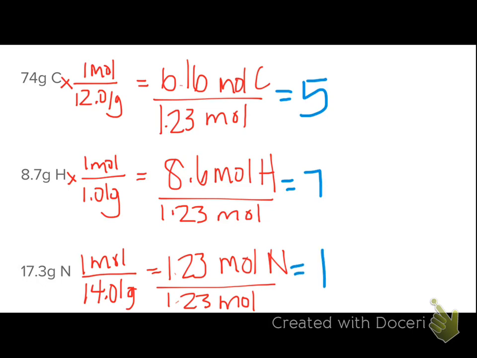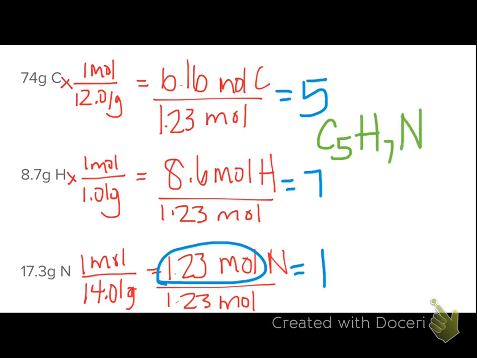Okay, so we should have divided everything by this 1.23. That's our magic low number there. So we divided our carbon by the 1.23, our hydrogen by the 1.23, and then that nitrogen as well. So we get 5 for the carbon, 7 for the hydrogen, and 1 for the nitrogen. So if we're going to write that out, C5, H7, N. If you have no subscript, you just assume that it's 1.